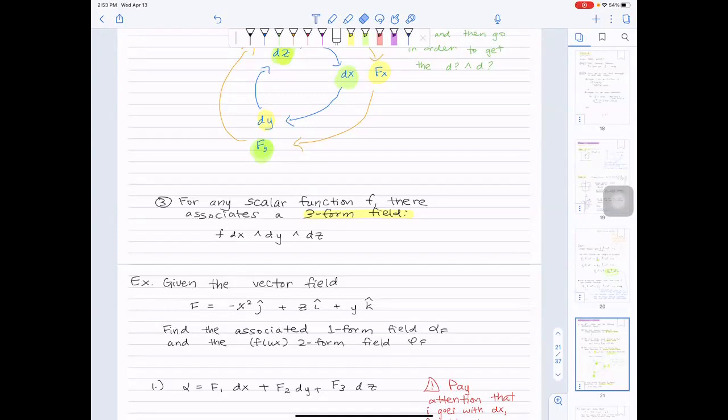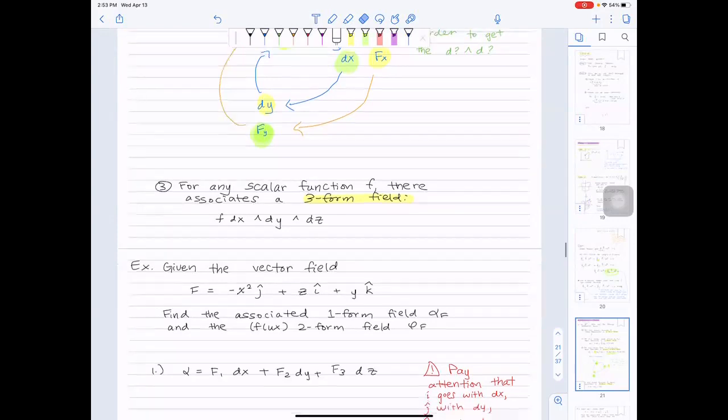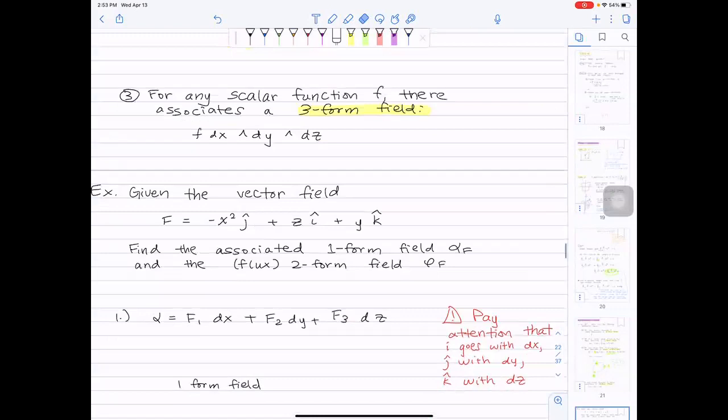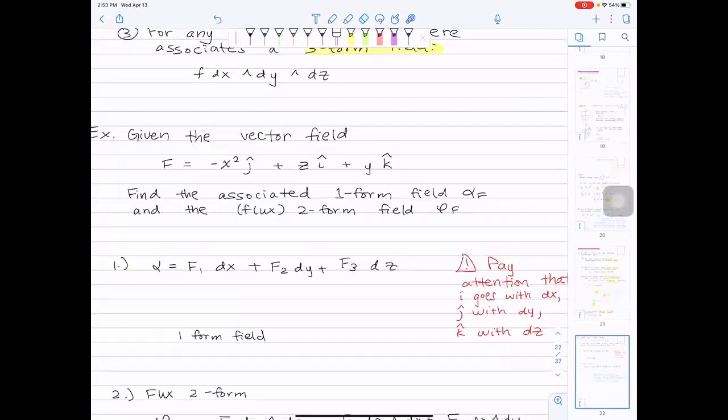So let's do an example of finding it. If we're given some vector field here, negative x squared j, notice I put the j here, plus zi plus yk. What should my associated one form field be? So I'm given a vector field function. How do I find my one form? Can someone tell me what I should write for alpha?